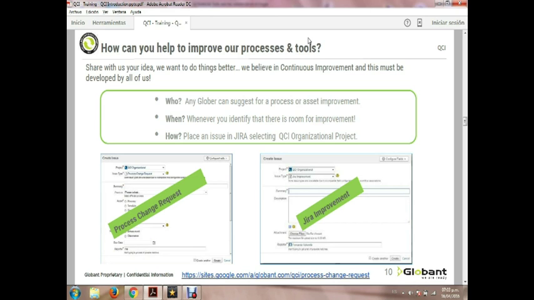QCI defines best practices and standardization according to the recommendations of the gurus and compliance with the rules and processes to which Globant certifies. Glovers use them on a daily basis and can detect improvements to the practices defined. So it is important that you can collaborate with continuous improvement as a main actor.